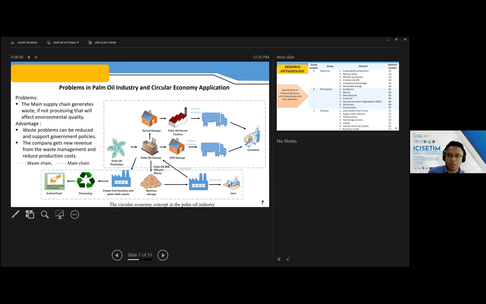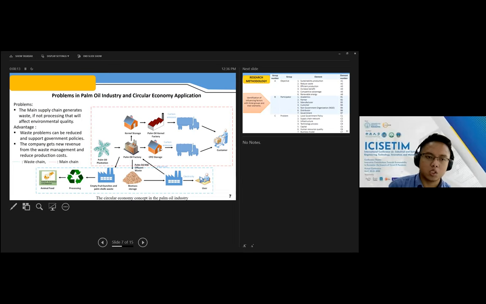The problem is the main chain. The main chain generates waste. If not processed, it will affect environmental quality. It can reduce water quality, air quality, and soil quality. So if we apply the circular economy concept, the waste problem can be reduced and it supports the government policy for the renewable energy program in 2025. And then the company or the actors of the palm oil supply chain will get new revenue from waste management and reduce production cost.